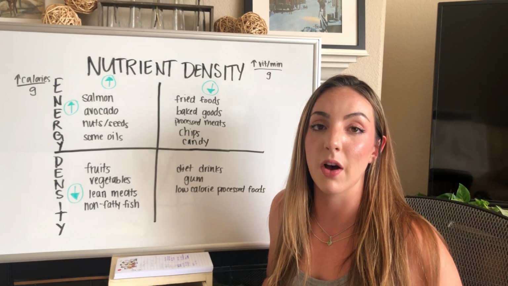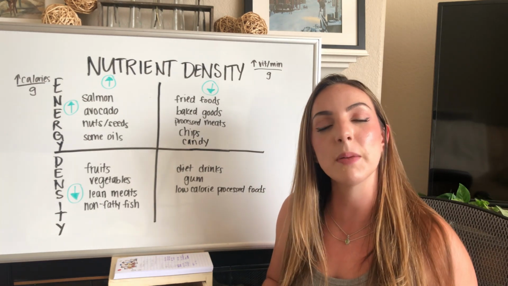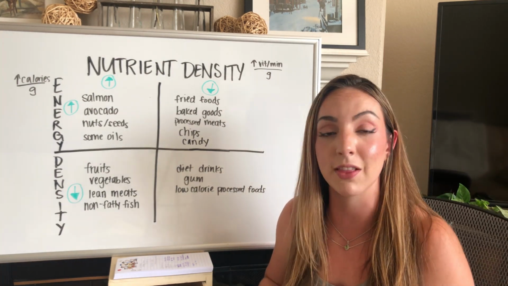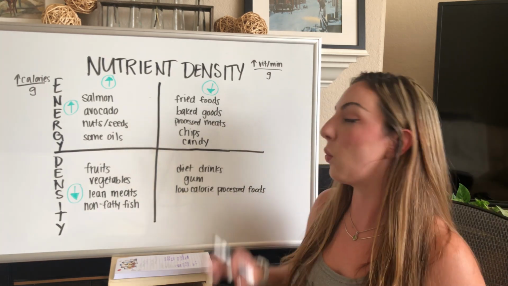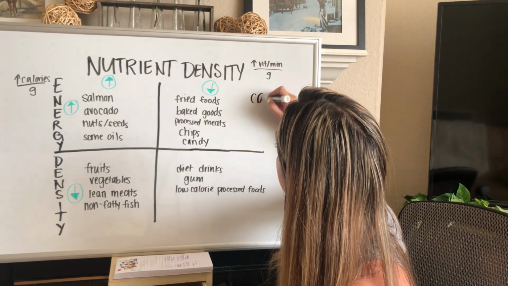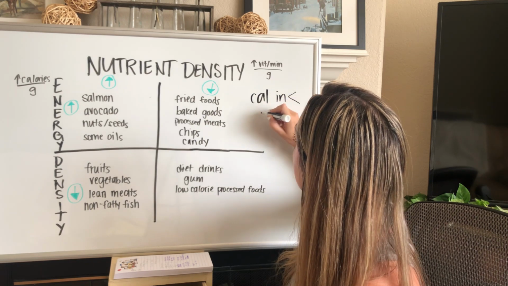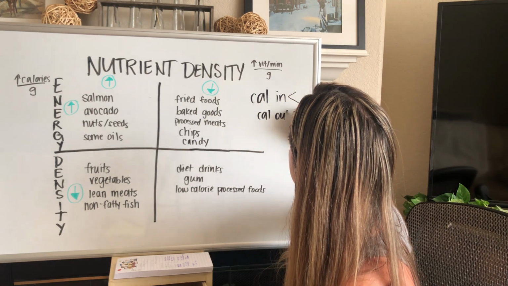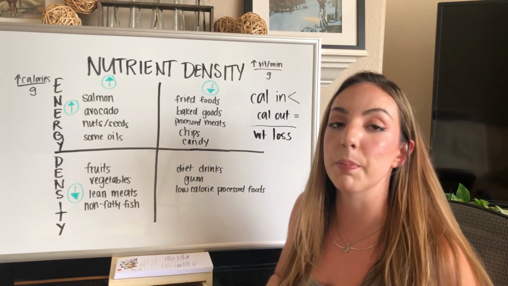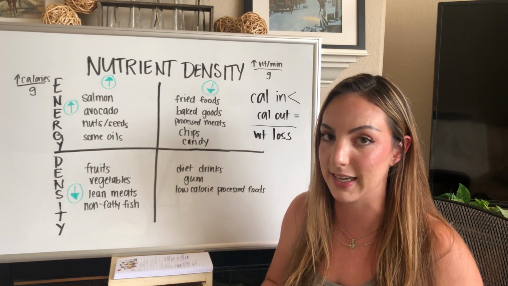Okay, now that we've talked about what foods are high in energy, low in nutrients, and vice versa, let's talk about how we can optimize this knowledge for our goals, whether that is muscle gain, fat loss, or anywhere in between. So we know that for weight loss, for example, it's all about calories in has to be smaller than the calories out. And this will equal weight loss, right? We want to burn more calories than we're intaking through our BMR, our exercise, and etc.